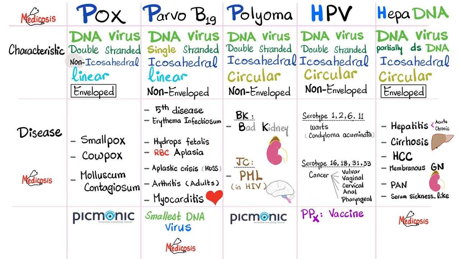Parvo can lead to hydrops fetalis, that's awful. It can lead to pure red blood cell aplasia, also awful. Aplastic crisis, especially in sickle cell disease. By the way, what does pure red cell aplasia mean? It means that when parvo affects the bone marrow, it's not going to touch your platelets, it's not going to touch your white blood cells, but it will only focus on the red blood cells. That's why we call it pure red blood cell aplasia, or pure red blood cell destruction.